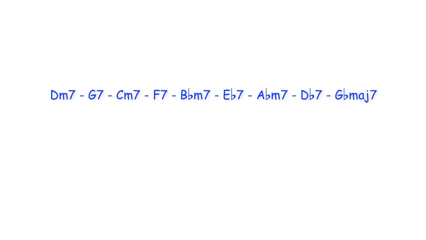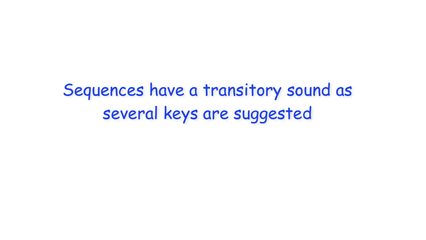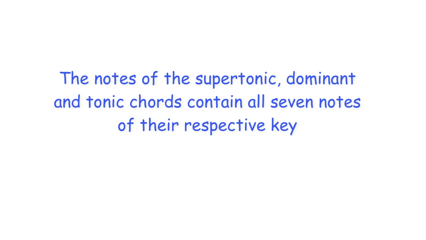Because parallel major and minor keys share the same dominant, both major and minor keys may be included in a sequence. In our example, G flat major is the only major key, although the dominant D flat 7th chord could have also moved to a G flat minor chord, the tonic chord of the parallel minor. Sequences have a transitory sound as several keys are suggested. As I mentioned earlier, however, because the notes of the supertonic, dominant and tonic chords of each 2-5-1 progression contain all 7 notes of their respective key, each key is fully defined even when rapidly passed through.